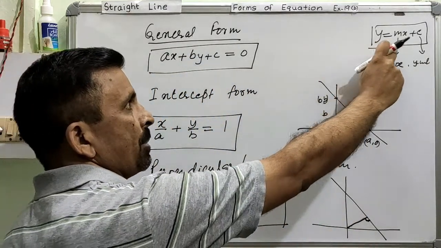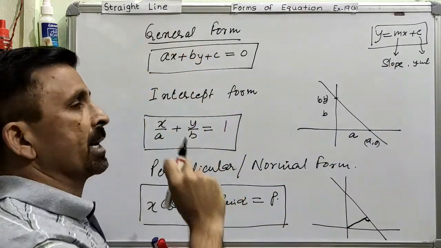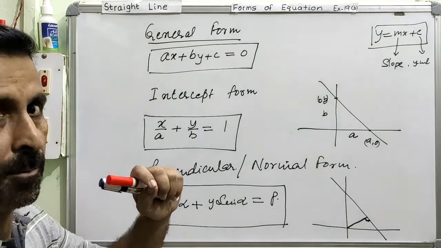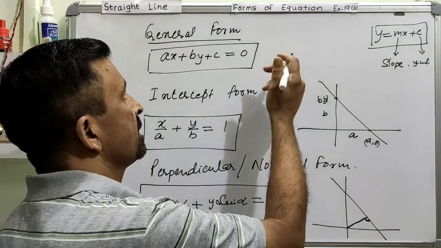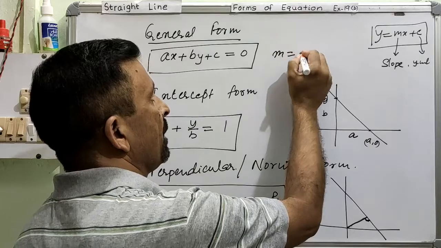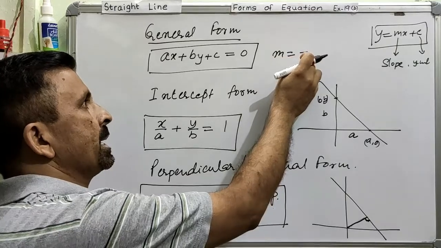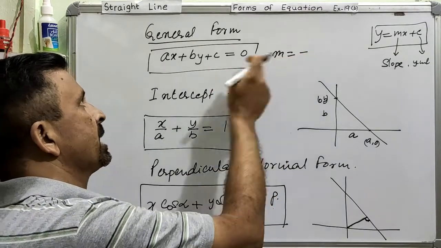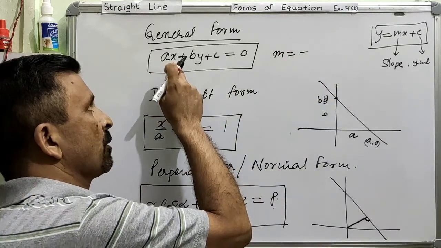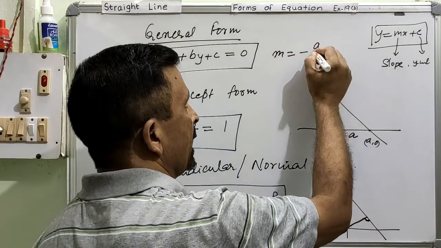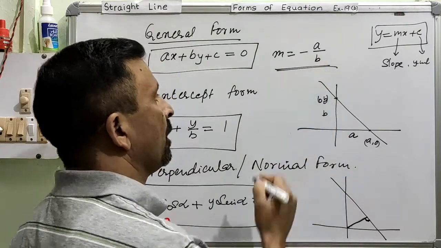So this is one method of writing the equation where you are able to get the slope. And when you write the equation in the general form, you can also get the slope. So this is another method of finding the slope. How will you get the slope if you have your equation in the general form? In that case, m, the slope, is equal to minus, and then you write it in fractional form. In the numerator we write the coefficient of x, which is a, and then we write the coefficient of y, b.